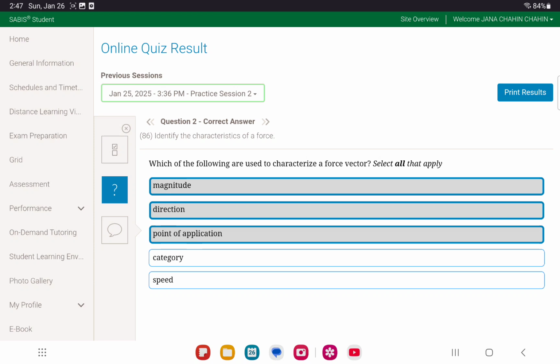Okay, this is the same question as that other question. And if you didn't remember it, you remember the last question. The last question told you what these terms are used to characterize a force. The only ones they gave you were magnitude, direction, and application. They didn't give you the category, nor did they give you speed. So it's only those 3.